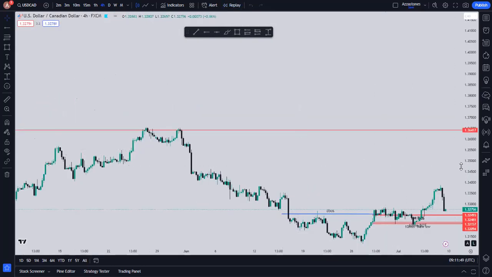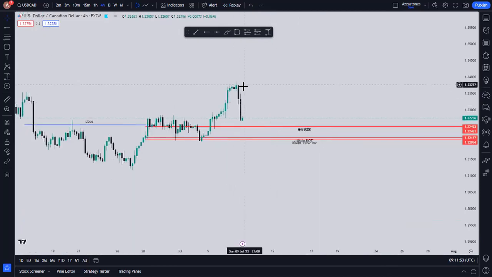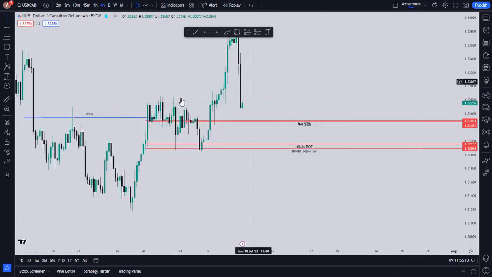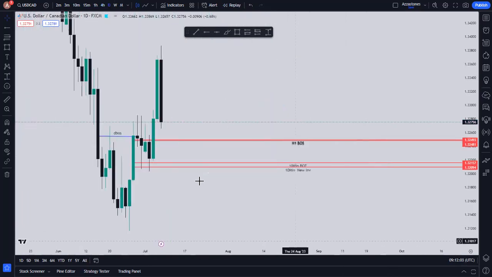Okay, I was saying that yesterday USD CAD was supposed to buy so as to break the structure and continue the trend. And you see here, this was low, this was high, this was low. Then we broke the structure. And if you come here, last week we broke the structure on the daily here. This is a daily break of structure.